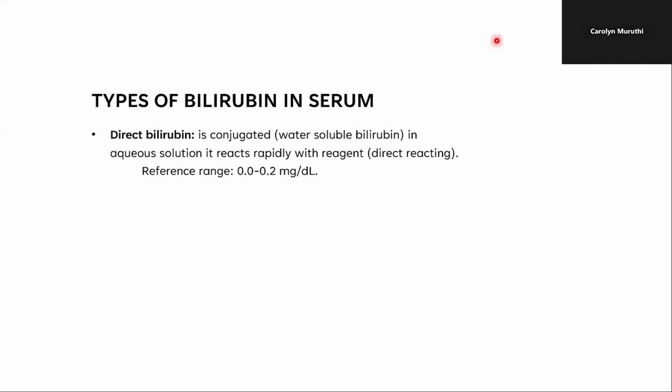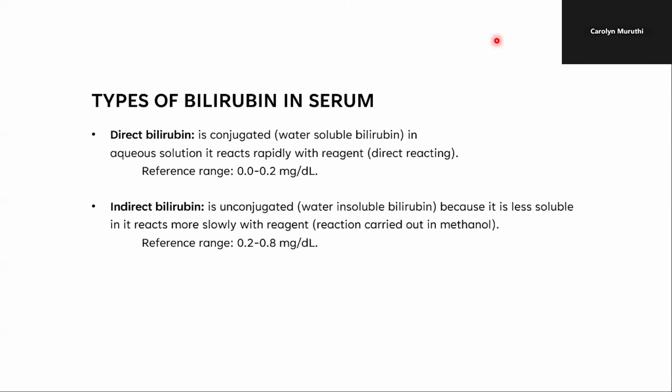We have the direct bilirubin. This is a conjugated one, which is water soluble, and its reference range is between 0.0 to 0.2 milligram per deciliter. We also have the indirect bilirubin, which is unconjugated, water insoluble, and its reference range is between 0.2 to 0.8 milligrams per deciliter. So both direct and indirect bilirubin will give us what is called the total bilirubin, and its reference range is between 0.2 to 1 milligram per deciliter.